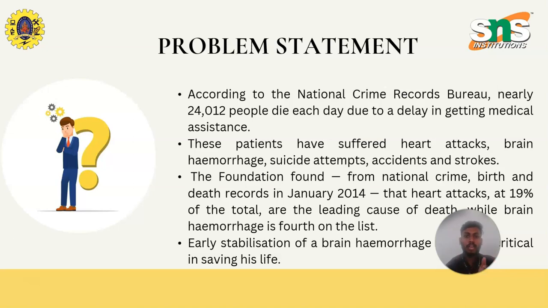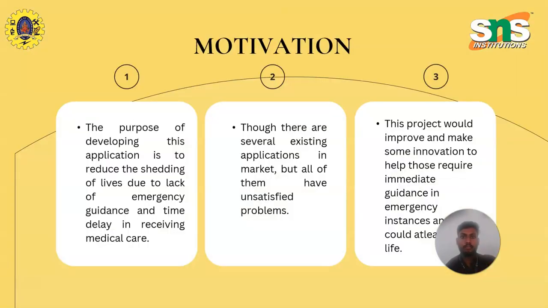We found the national crime records bureau record from January 2014. Heart disease accounts for 90% of the total leading to death, while brain neurological disorders are fourth on the list. This establishes that for brain neurological patients, timely help is critical to saving the life.